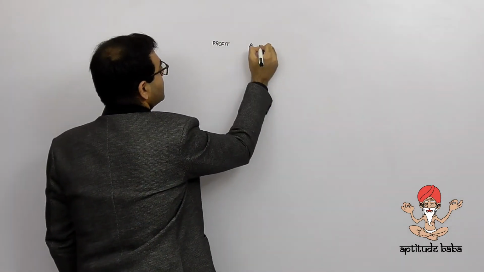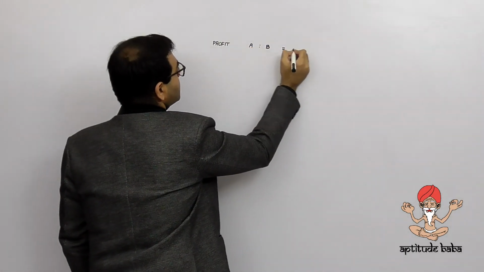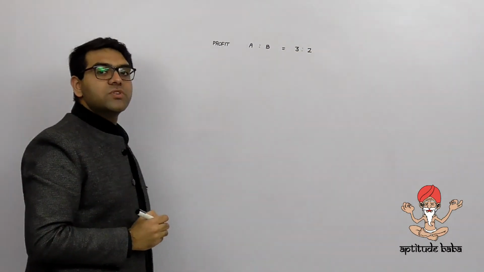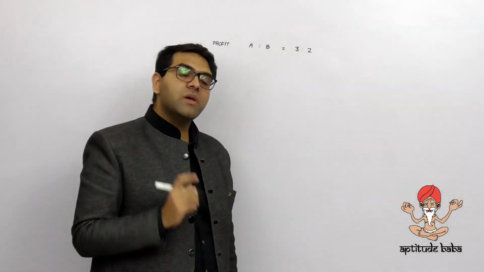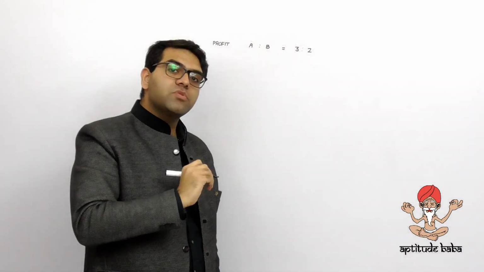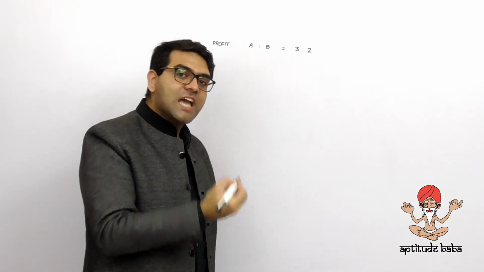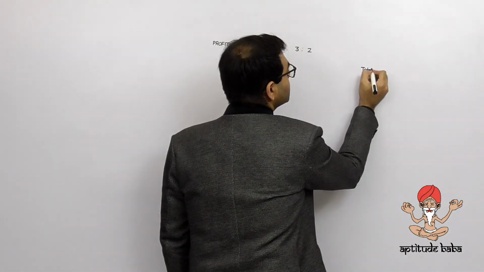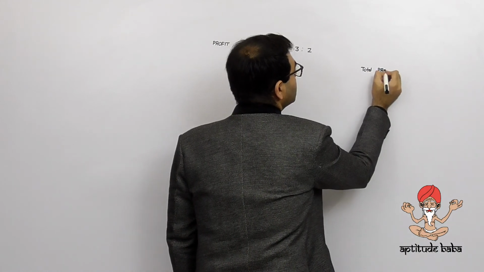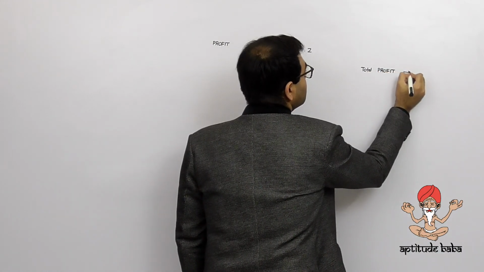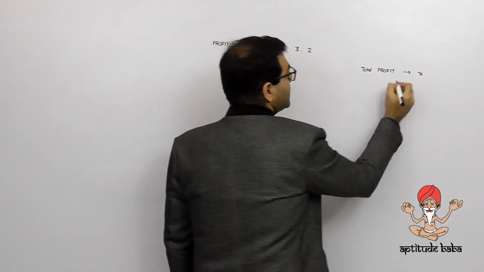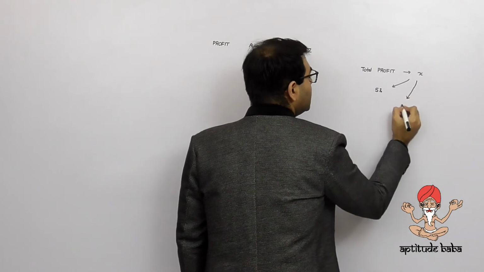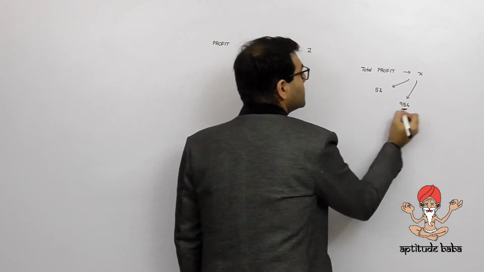A's share in profit to B's share in profit is 3 is to 2, because their capital investment is given in 3 is to 2 ratio. Furthermore, my question says that 5% of the total profit went to charity. That means if I suppose the total profit as x, then out of this total profit x, 5% went to charity, the remaining 95% was divided among the partners.